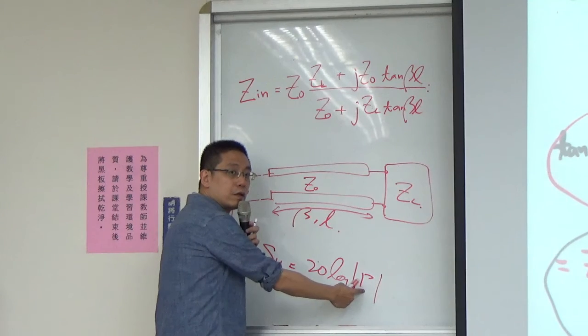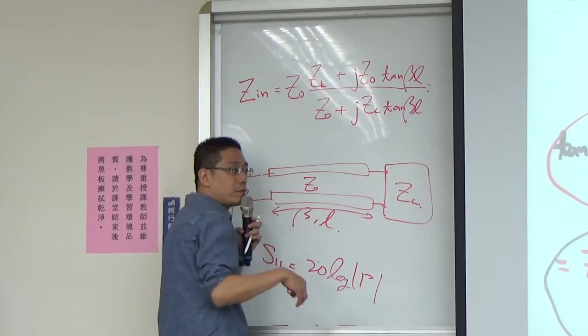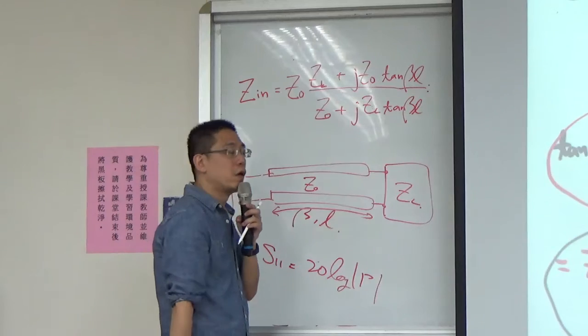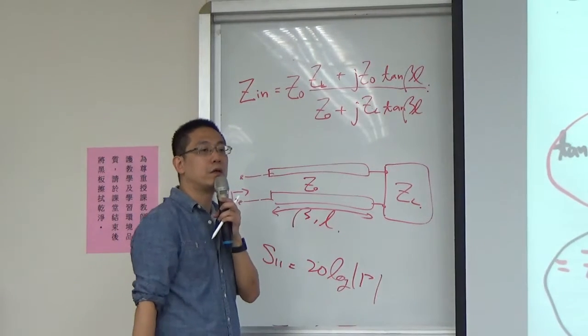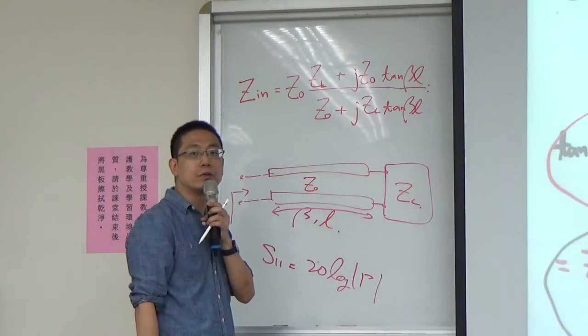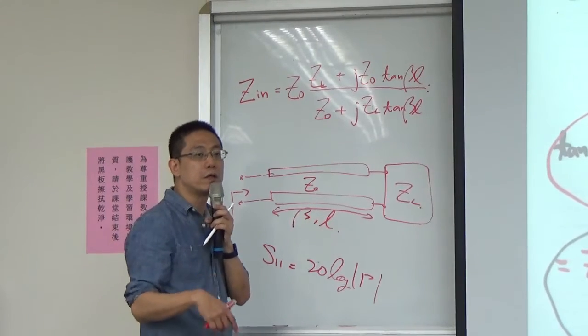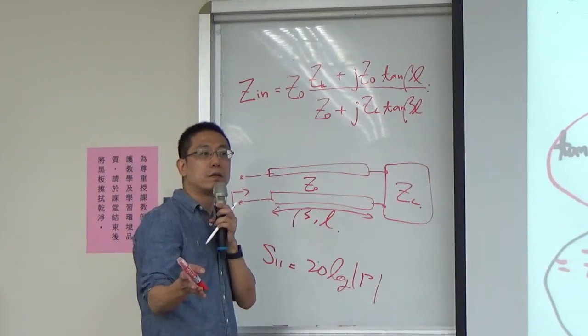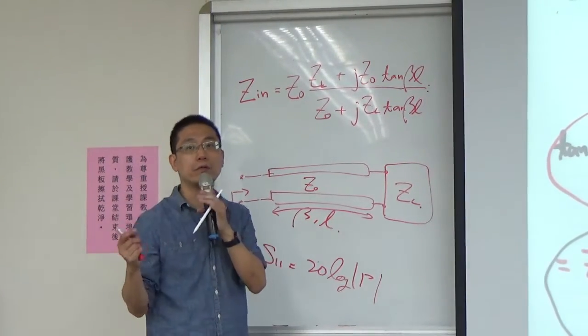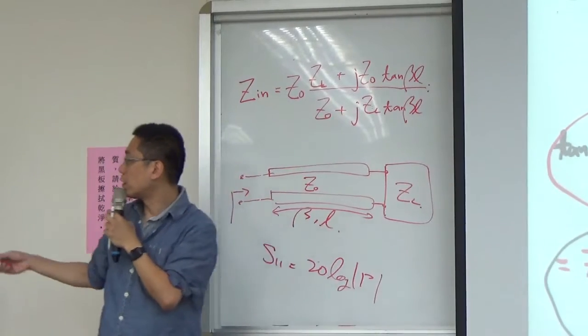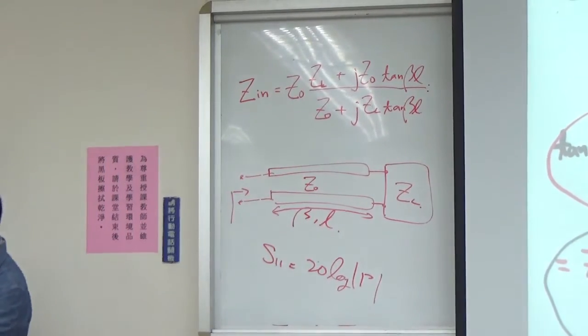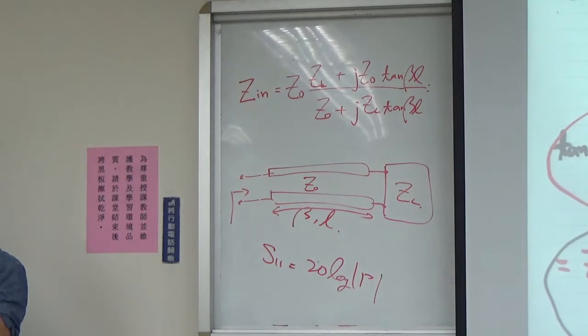Okay? You will have more detail too. We will talk about more detail about the S11, S22, S21 in chapter 4. They have a more general definition. But here I give you some example about what happened. The magnitude is the same, but the phase is different. Okay?